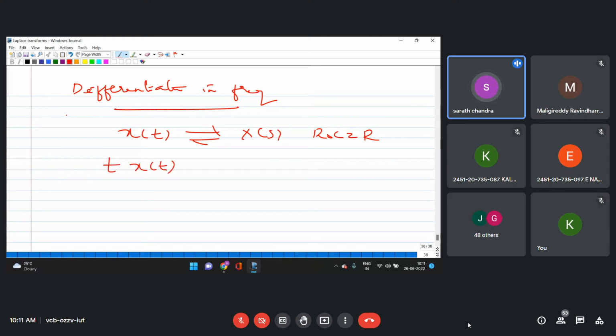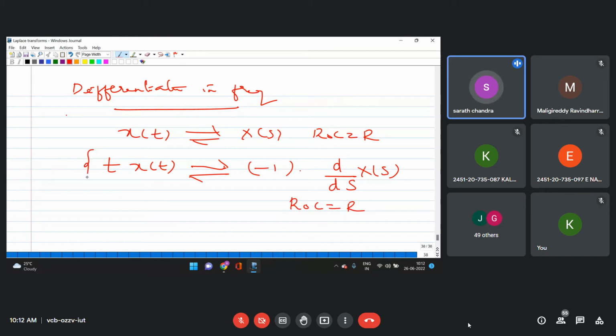t into x of t, which we generally take, right? T into x of t should give, you remember the property, t into x of t will give you minus 1 times d by ds of X of s. So can someone tell me what it is in a Fourier transform? And the ROC for this will be equal to R. There's no change in ROC.